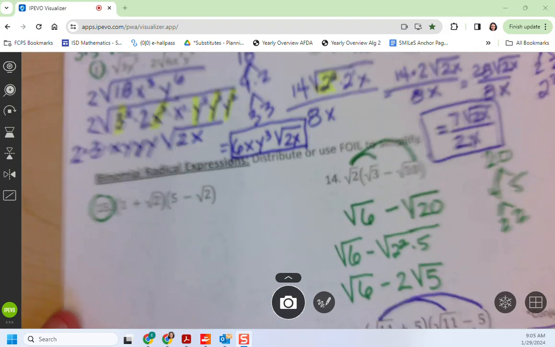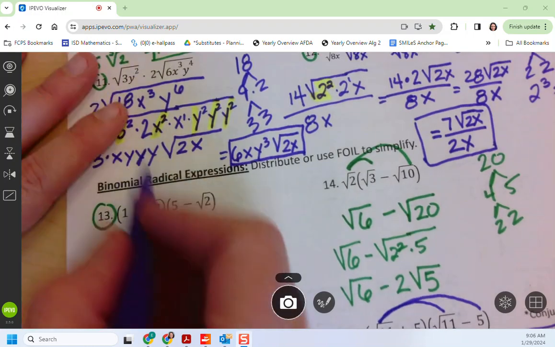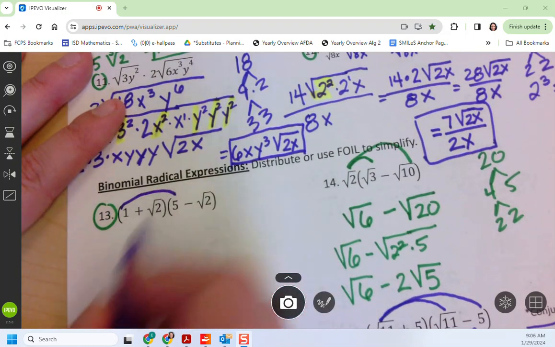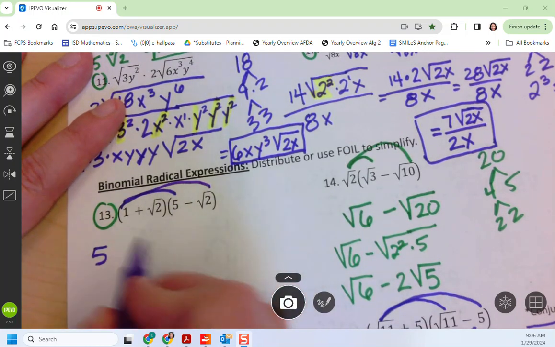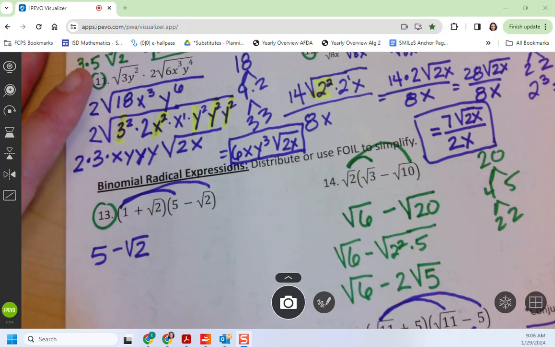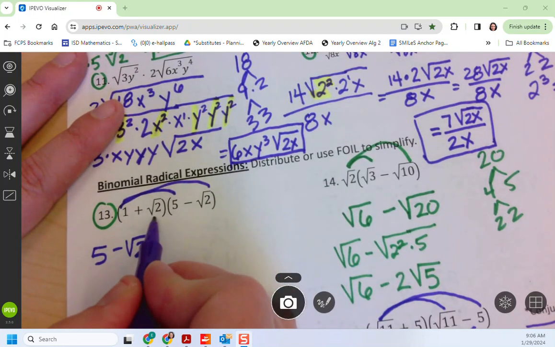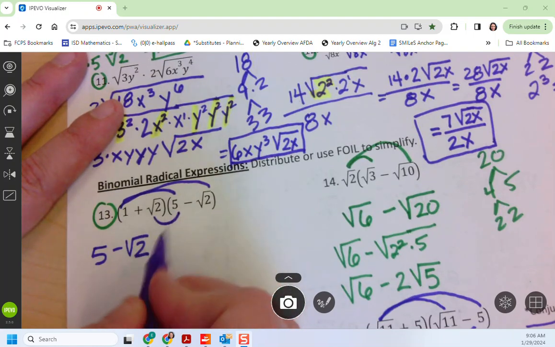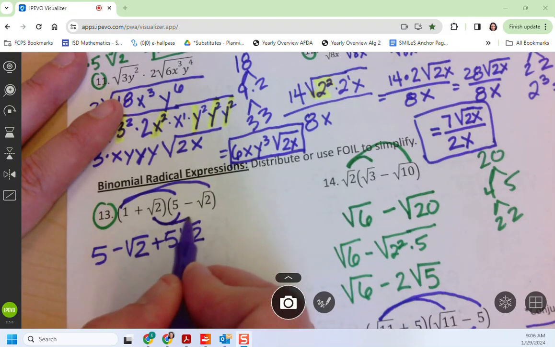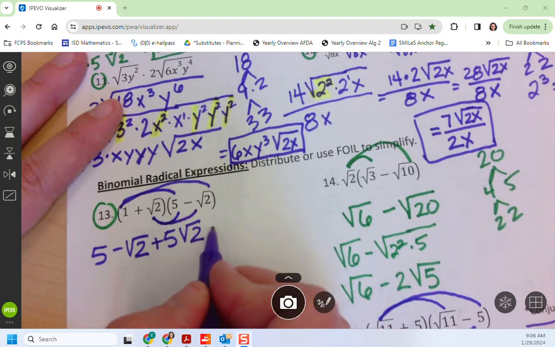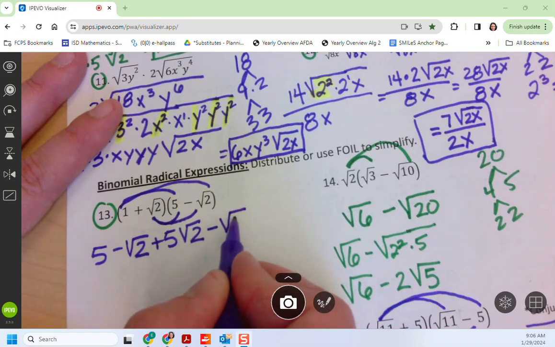All right, 13. We're going to distribute the 1 first. 1 times 5 is 5. And then 1 times negative root 2 is negative root 2. So start by distributing the 1. And then you're going to distribute. Root 2 times 5 is 5 root 2. And then root 2 times negative root 2 is negative root 4.